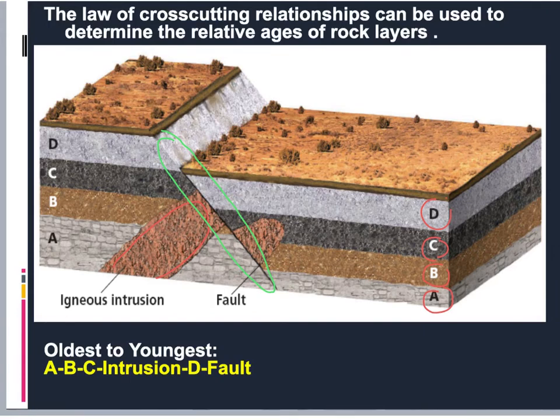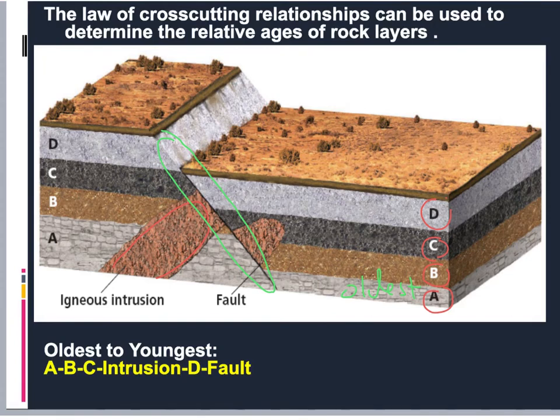So the oldest layer in this example here is definitely what? What are you thinking? It's A, right? So A is the oldest. The law of superposition tells us that. The next oldest, well, let's think here. Is it B? B is a little bit above that. That would make sense. It is B. So B is the next oldest because if you take a look, it is on top of A. The next oldest is C.